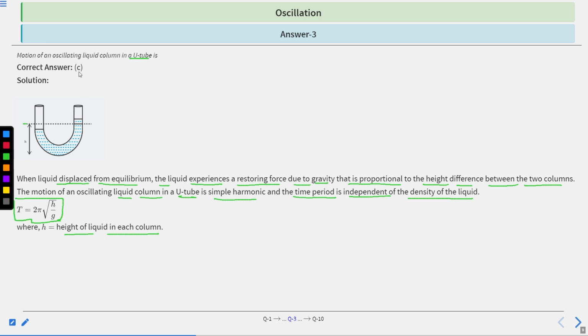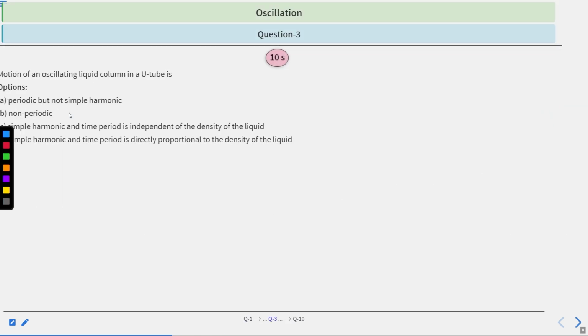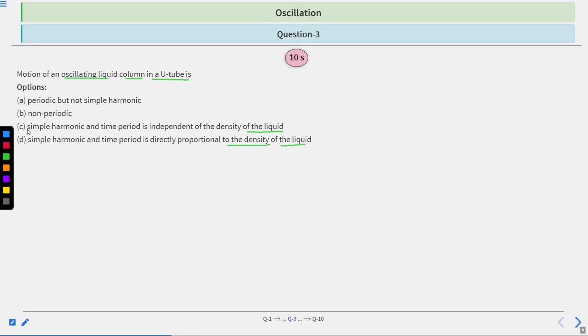So the correct answer is C. C is the correct answer: simple harmonic and time period is independent of the density of the liquid.